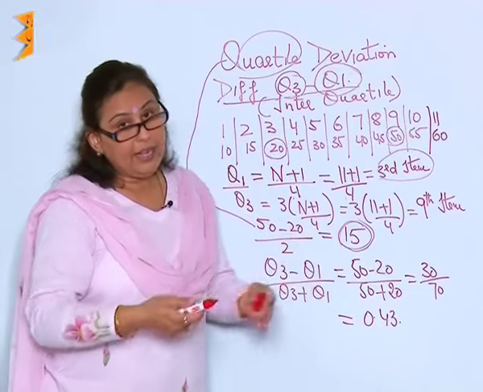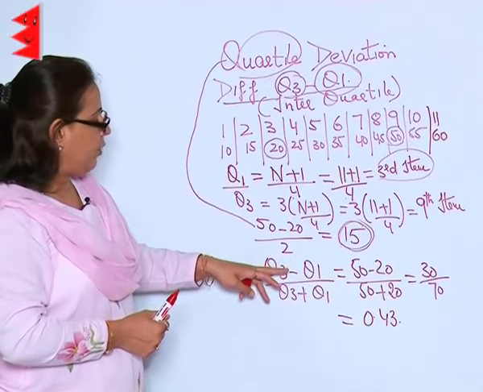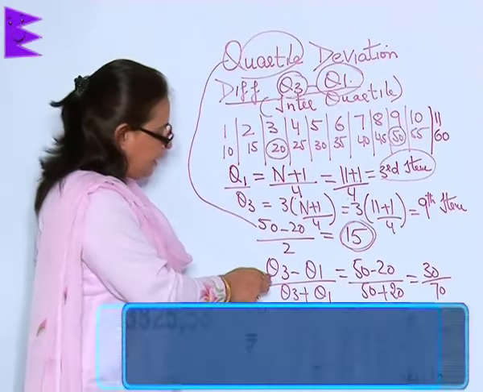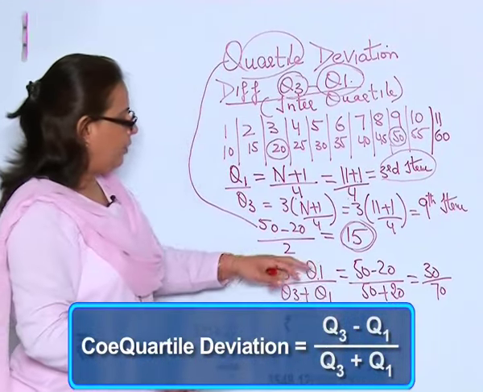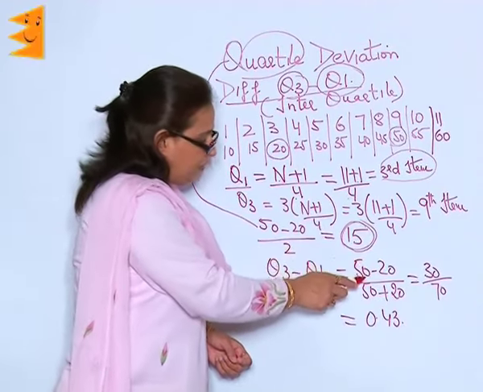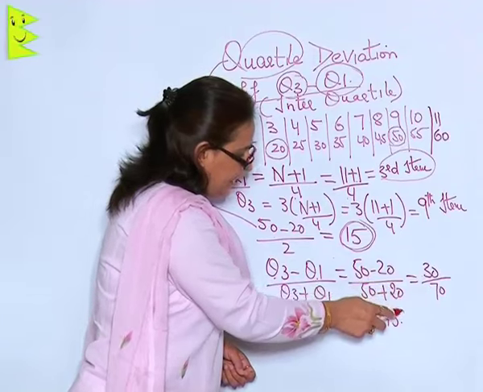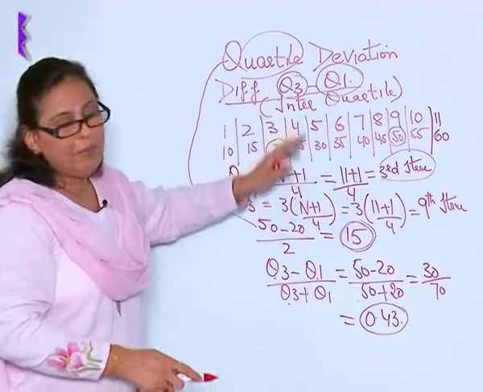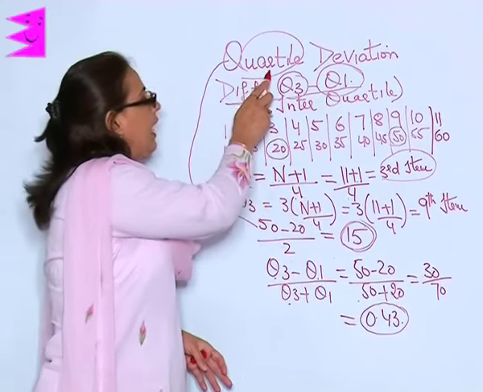Now, there is another thing: we have to find it out in relative terms. When we try to find out the coefficient of the quartile deviation, the formula is (Q3 minus Q1) upon (Q3 plus Q1), and we already know both Q1 and Q3, which are 20 and 50. So, (50 minus 20) upon (50 plus 20) gives me 30 upon 70, coming to 0.43. So, this was the second method of measuring dispersion, which is the quartile deviation.